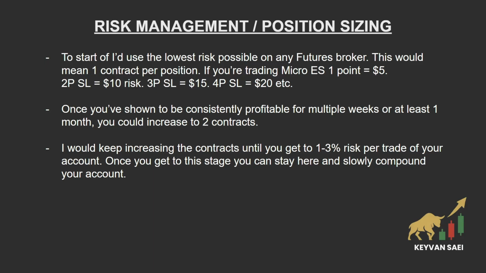So I would keep increasing the contract sizes until you get to around 1 to 3% risk per trade of your account. Now, once it gets to this stage, you can actually just stay there and slowly compound your account. Okay, there's no need to be risking a lot more, as we're obviously scalping, so it might be possible that we have multiple trades in a single day.